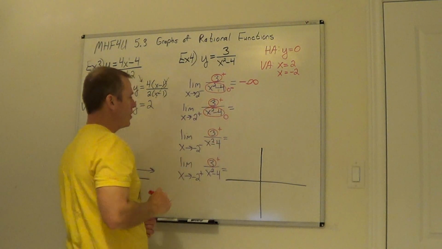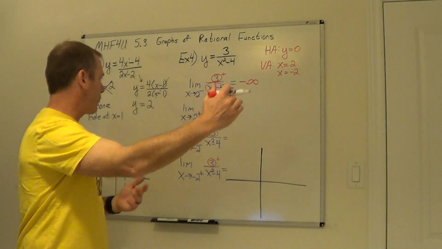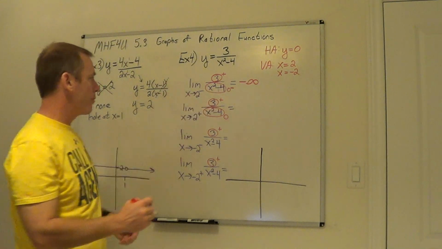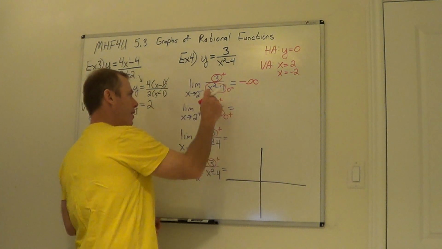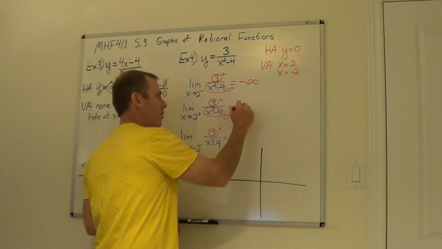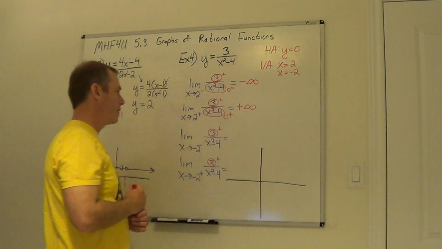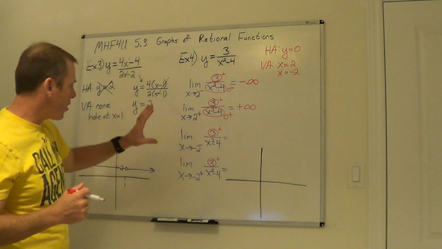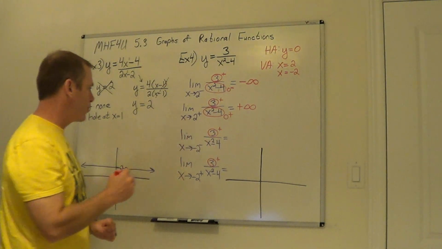Down to the bar from the right-hand side. Before it hits 0, well, a number right of 2 would be 3. 3 squared is 9 minus 4. It would be positive. So I have a positive number divided by a very, very small positive number. Positive infinity. All right, now our other asymptote of x equals negative 2.